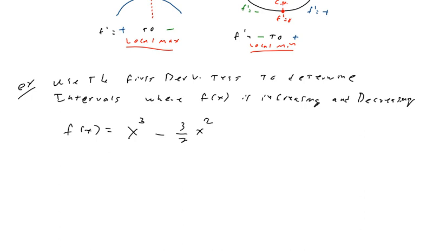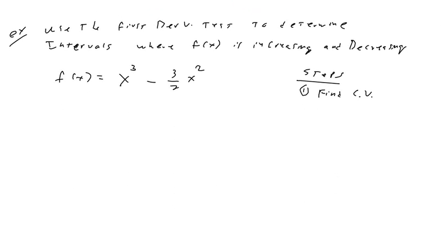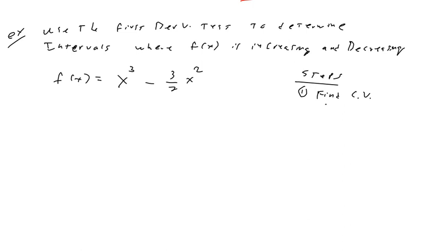So the steps we take: our first step is to find the critical values. We need to determine the critical values to determine the chunks. So the critical values are places where the derivative equals 0 or does not exist.